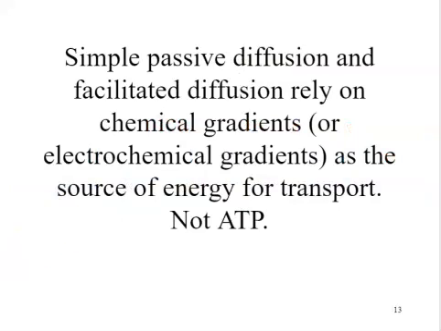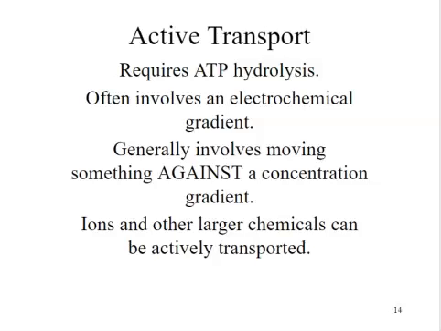Simple passive diffusion and facilitated diffusion both rely on chemical gradients or electrochemical gradients as the source of energy for transport. They don't directly use ATP. In contrast, most active transport uses ATP hydrolysis, which I'll show you in a minute, and often involves an electrochemical gradient created as a result. It generally involves moving some chemical against a concentration gradient.